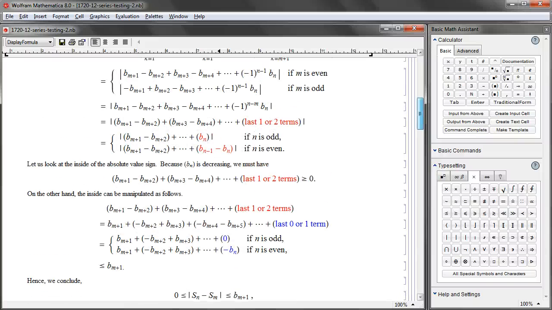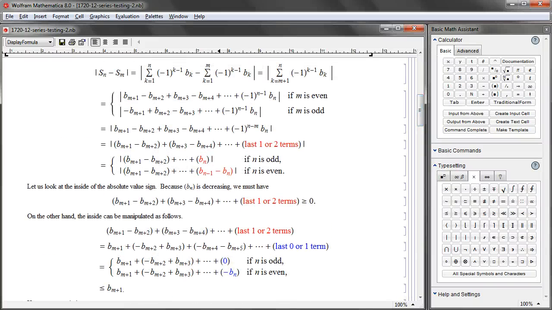It was very difficult to write, especially with all those indices here, with the even and odd kind of things. But if you skip those and just use the last 1 or 2 terms, or last 0 or 1 term, kind of like that, it's not that difficult to follow.